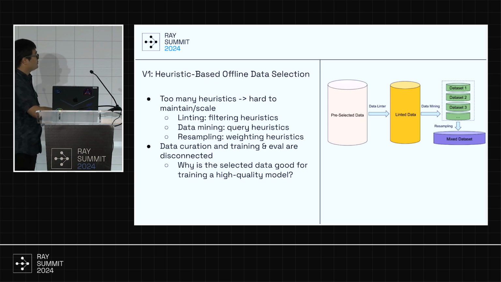Another problem is that we do this phase offline before training, so this phase and the training and eval are disconnected. Why do we believe the data selected this way is good for training a high quality model? It's more based on our intuition, I think.